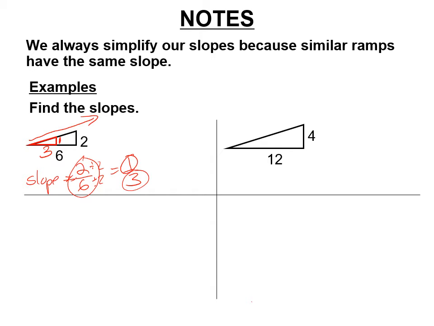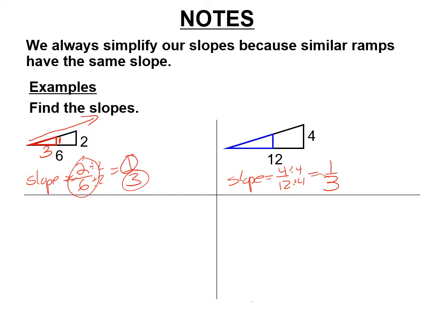All right, so what's the slope of that one? Well, looks like it's 4/12, but 4/12 needs to be simplified. And look at that, I get 1/3 again. So let's look at what we can do with that.